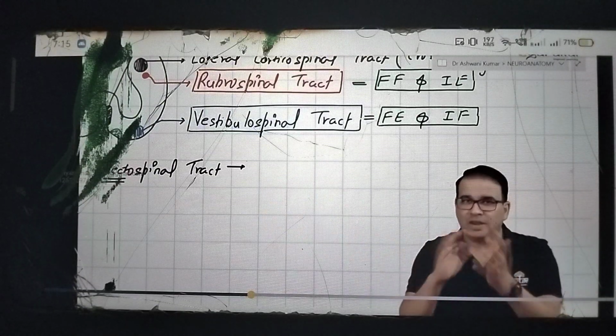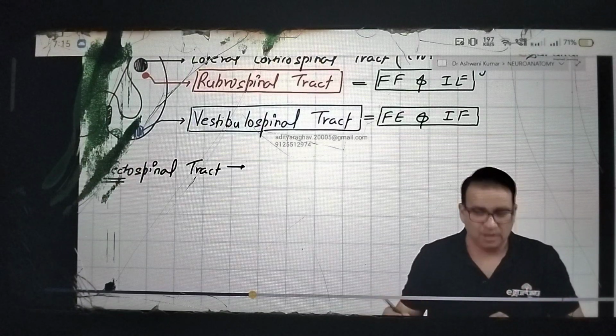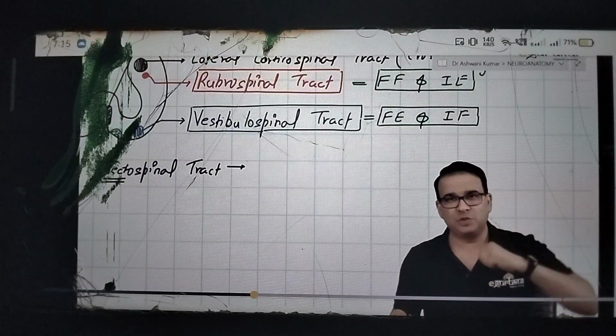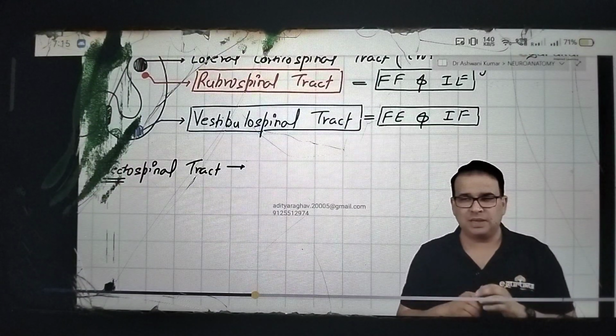The tectospinal tract coordinates the movement of head and neck and eyeball based on the visual stimulus. I got a visual stimulus. If I got a visual stimulus, let's take another example.